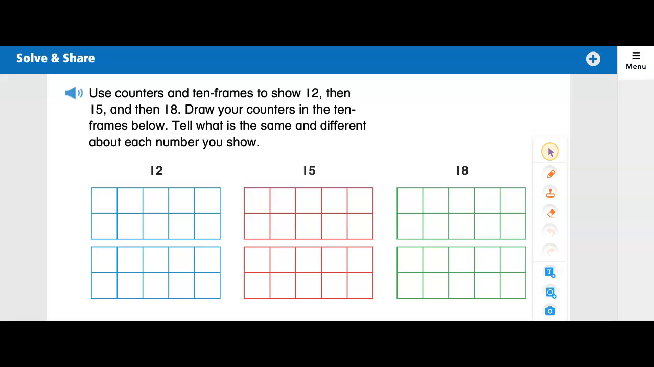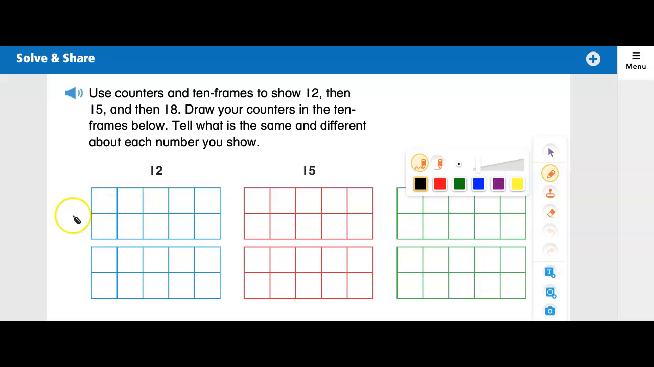Our solve and share says use counters and 10 frames to show 12, then 15, and then 18. Draw your counters in the 10 frames below. Tell what is the same and different about each number you show. Now, not everybody will have counters at home, so you can also just use your pencil.